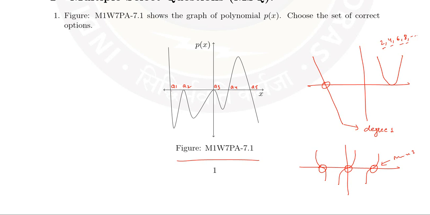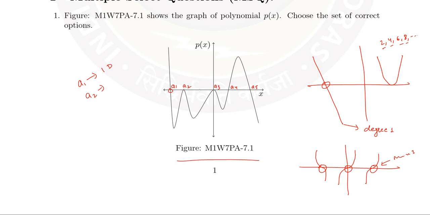At A1, we notice that the curve crosses in a linear fashion, so it is going to have degree 1. I'll denote degree as D. So A1 will have degree 1. And at A2, let's understand what's happening. At A2 we see that the curve bounces back. It's not crossing, it's not going this way.